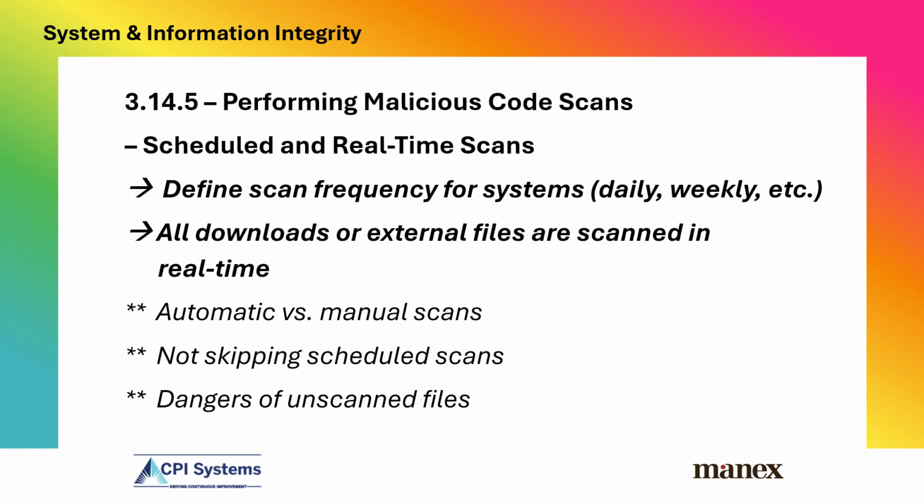SI Control 3.14.5 requires us to perform malicious code scans. This includes defining the scan frequency for systems, like daily, weekly, etc. And all downloads or external files are scanned in real time. This is a requirement. In Sam and Malone's story, Sam receives a USB drive from a vendor. The system scans it automatically. Malone explains that weekly full scans are set at Friday lunch. No need for Sam or any of the other CUI system users to remember that and to do that manually.